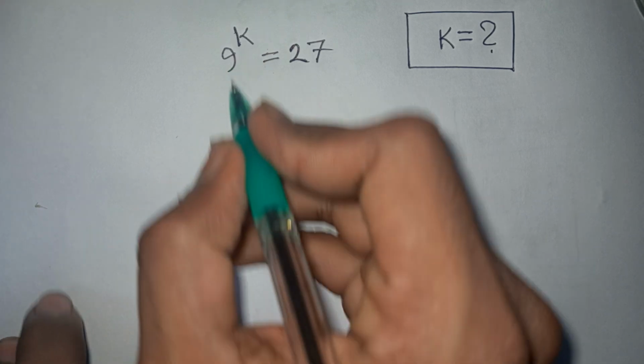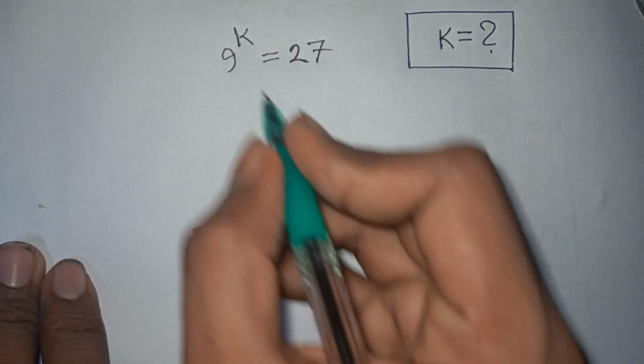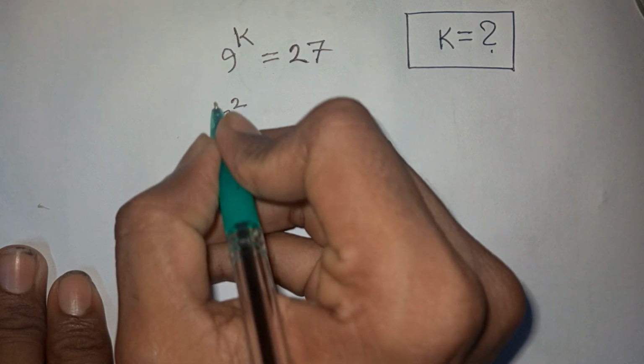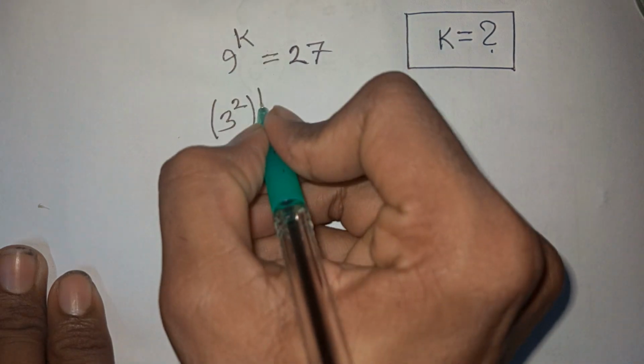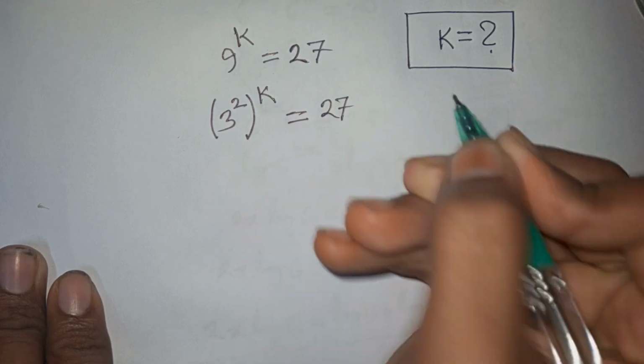How to solve 9 power k is equal to 27. Find the value of k. So 9 is the same as 3 power 2, then bracket power of k is equal to 27.